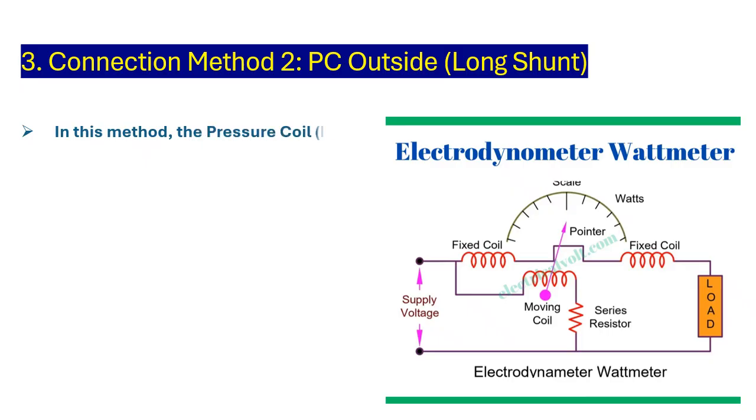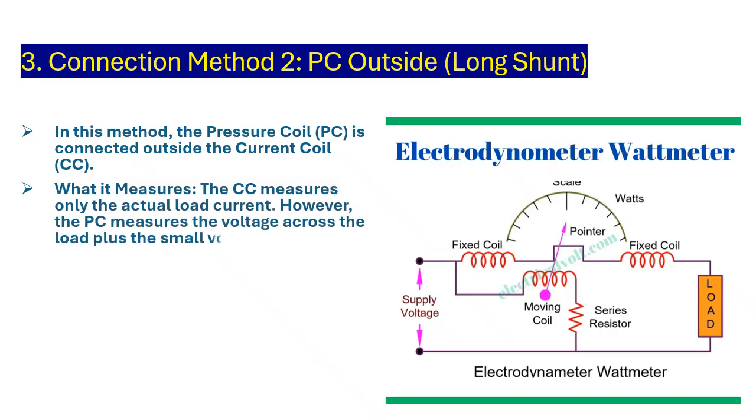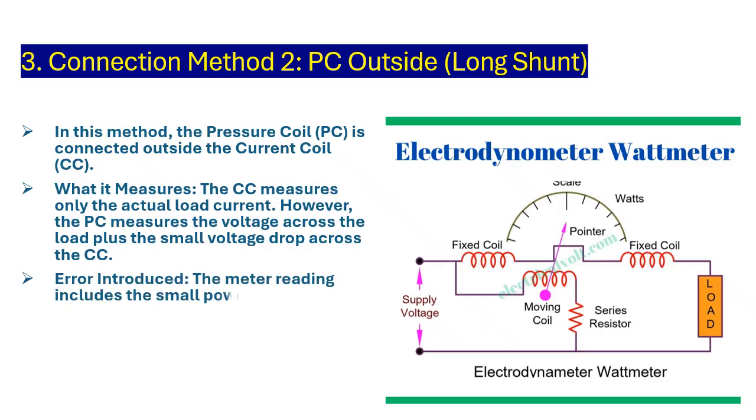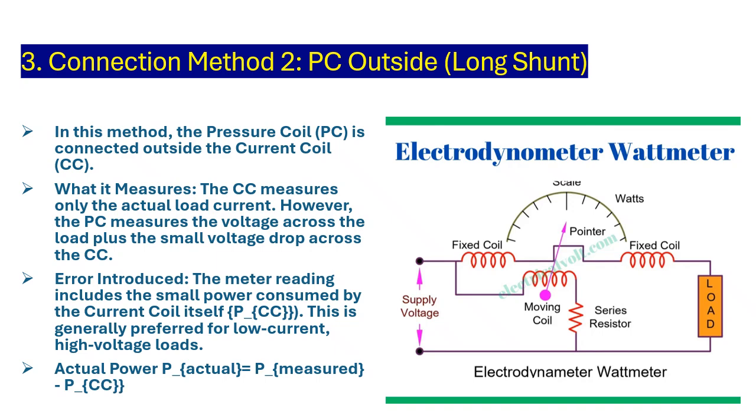3. Connection Method 2: PC outside, long shunt. In this method, the pressure coil, PC, is connected outside the current coil, CC. What it measures: the CC measures only the actual load current. However, the PC measures the voltage across the load plus the small voltage drop across the CC. Error introduced: the meter reading includes the small power consumed by the current coil itself, P_CC. This is generally preferred for low current, high voltage loads.